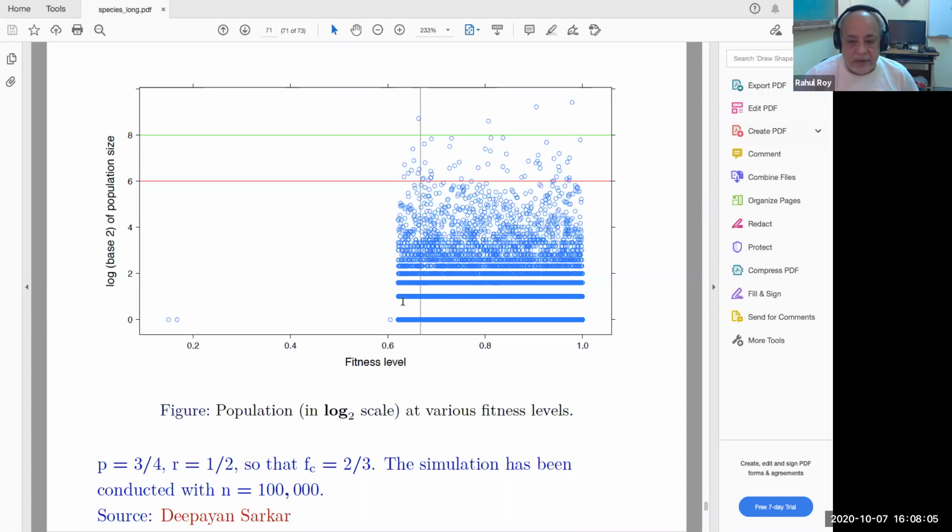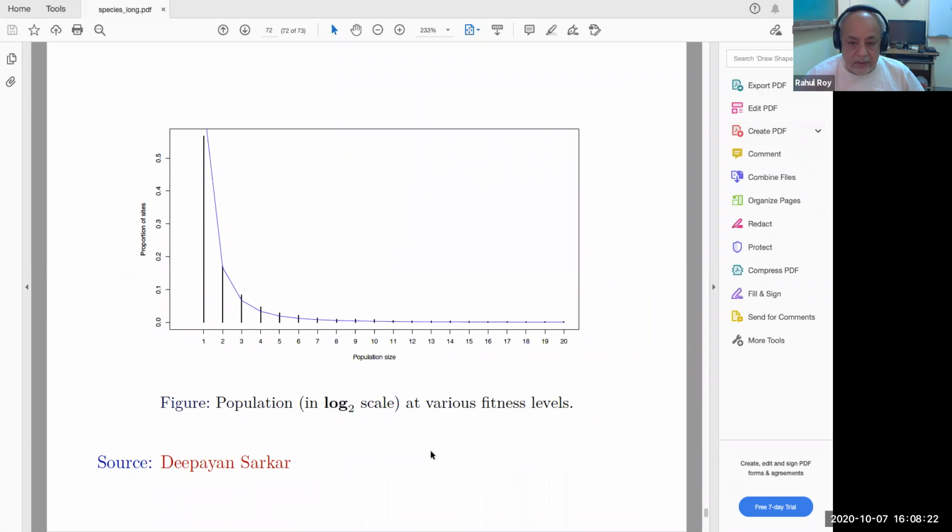So there will be lots of individuals to the left. But because we are killing off the least fit, they are not distributed over the entire board. But there are 2 new ones which have come in, which are just waiting to be killed here. And this is the population in log2 scale at various fitness levels, so the proportion of sites and the population size. This has been done by my colleague Deepa, so if he's here, I thank him.